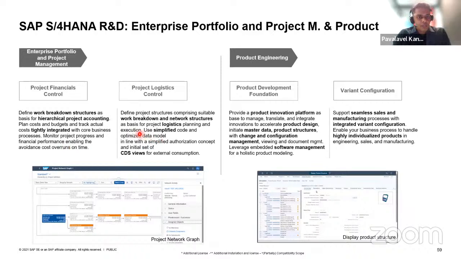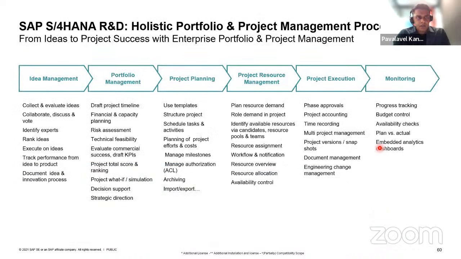And in logistics, you will be able to do logistics planning. You will be able to use procurement functionalities. Those functionalities can be used here. And then as a part of product engineering, you have the product development foundation and variant configuration, which we saw in detail. So this is the entire holistic portfolio project management process from ideas to success of a product. You can do idea management, portfolio management, project planning, project resource management, execution, and monitoring.